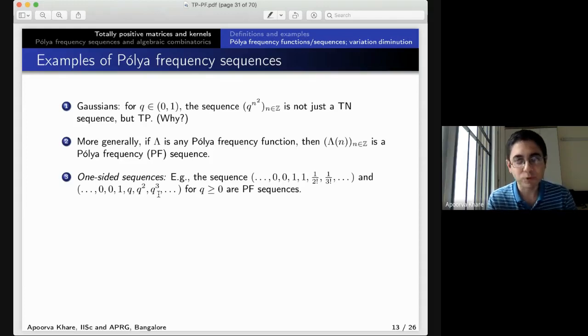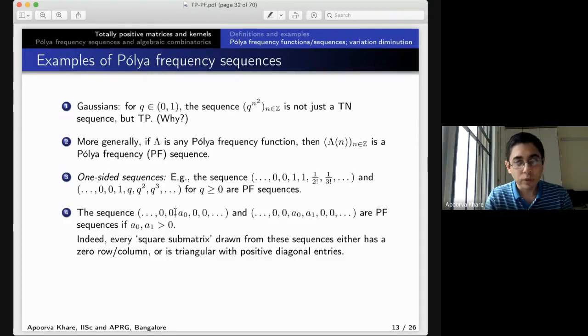The one that I won't prove for you is that the geometric series on one side and zeros on the other is also such a sequence. These are what we call one-sided sequences. So they're 0 on half of the line, half of the integers, and positive on the other half. You can also talk about compact or finite Polya frequency sequences. And here are two examples.